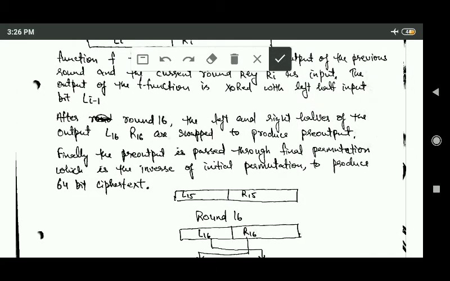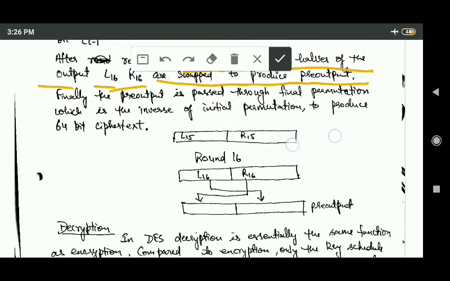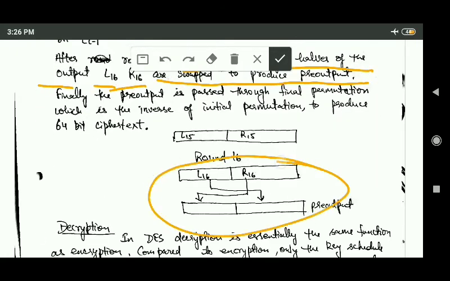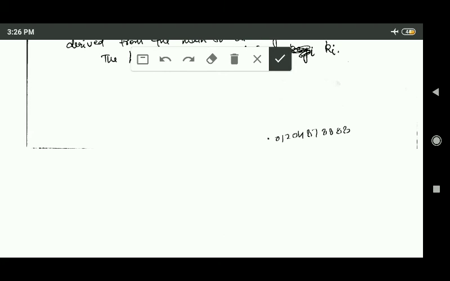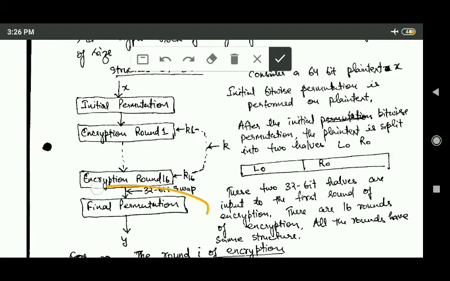Now after round 16, what happens? The left and right halves of the output, that is L16 and R16, are swapped to produce the pre-output, as you can see in this diagram. Finally the pre-output is passed through the final permutation, which is the inverse of the initial permutation, to produce the 64-bit ciphertext, as you can see here.